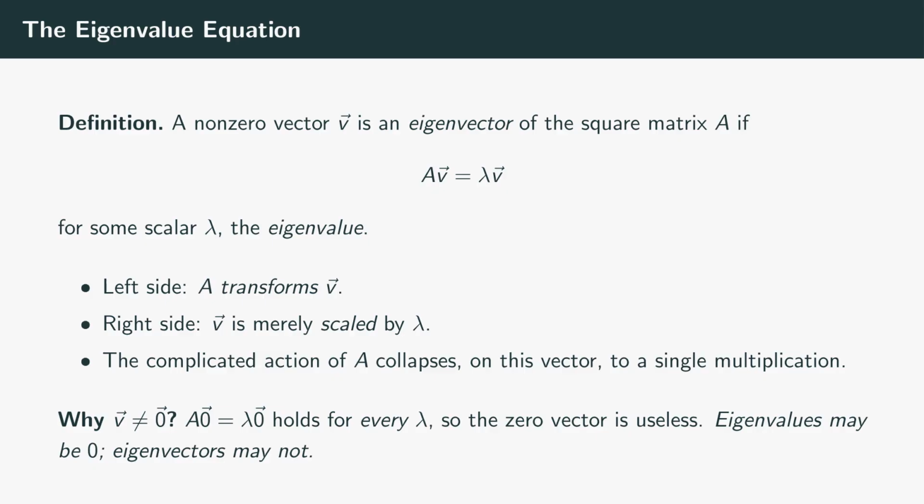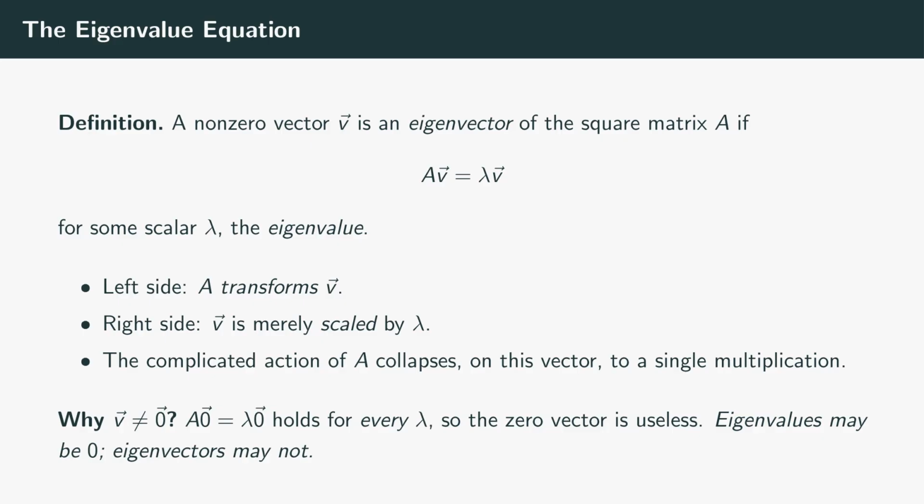Let's pin down the definition. A non-zero vector v is called an eigenvector of a square matrix A if applying A to v just scales it, A times v equals lambda times v, where lambda is some number called the eigenvalue. Stare at the two sides of this equation because the contrast is the whole point. On the left, the matrix A transforms the vector v in its full complicated way, mixing components, rotating, stretching. On the right, all that machinery collapses into a single multiplication, v simply scaled by the number lambda. For this one special vector, the entire matrix behaves like a humble scalar.